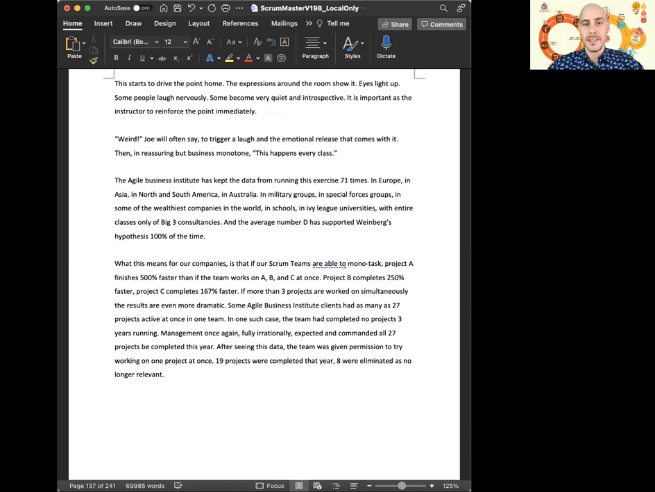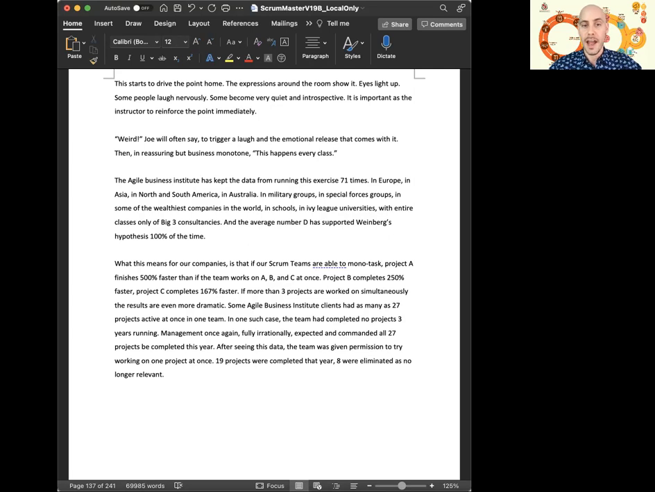The Agile Business Institute has kept the data from running this exercise 71 times. In Europe, in Asia, in North America, in South America, and in Australia. In military groups, in special forces groups, in some of the wealthiest companies in the world, in schools, in Ivy League universities, with entire classes of only big three consultancies. And the average number D has supported Weinberg's hypothesis 100% of the time.